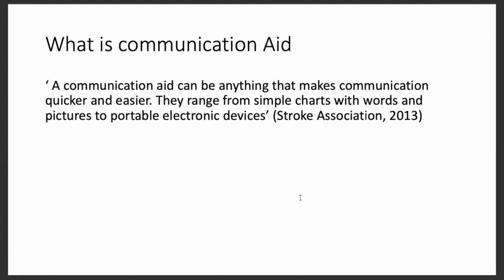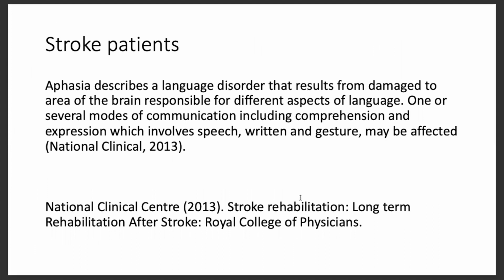A communication aid can be anything that makes communication quicker and easier. They range from simple charts with words and pictures to portable electronic devices. So also translators are communication aids. One of the communication aids is for stroke patients. Aphasia describes a language disorder that results from damage to the area of the brain responsible for different aspects of language. One or several modes of communication, including comprehension and expression, which involves speech, writing, and gestures, may be affected. So aphasia affects, in a stroke patient, their ability to communicate.